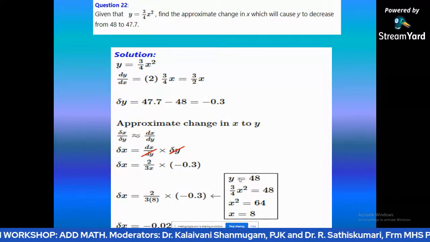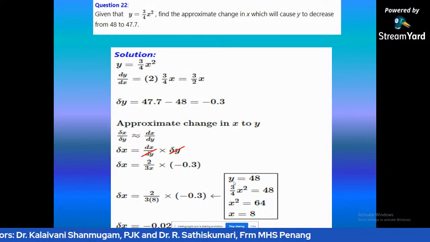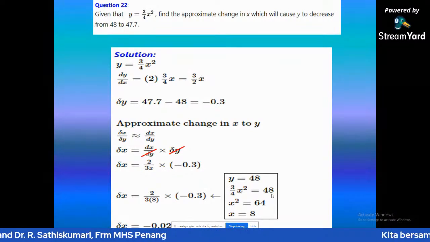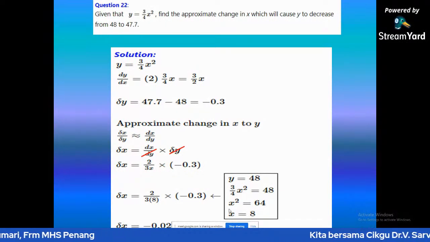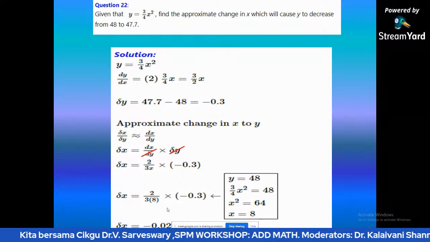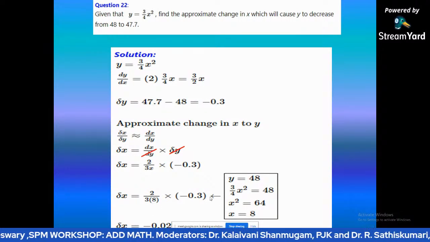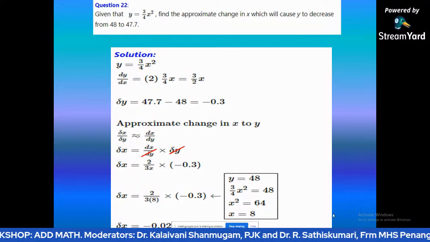if you don't have it, you can calculate over here, given the initial, the first value of y is 48. So 3 over 4 x square equals 48, the equation of y. So x square equals 64, square root of 64 is 8. You take positive because anyhow when you want the square root of x square, you get a positive value. Okay, substitute. So 2 divided by 3 times 8, times negative 0.3. So you get delta x.